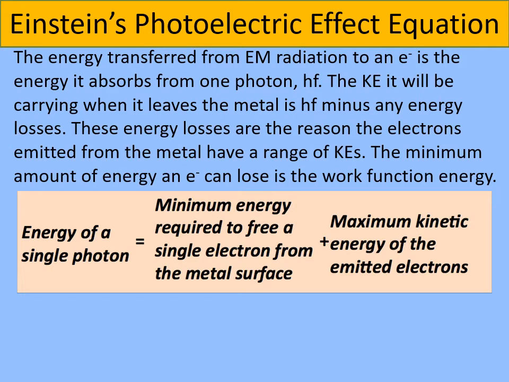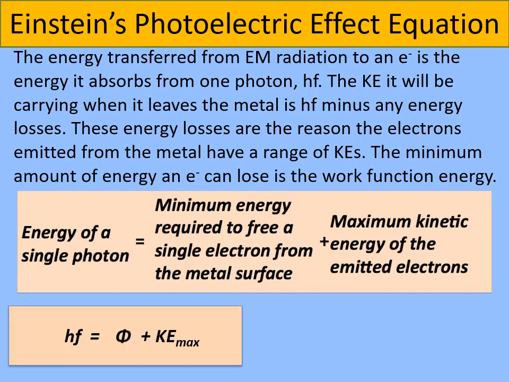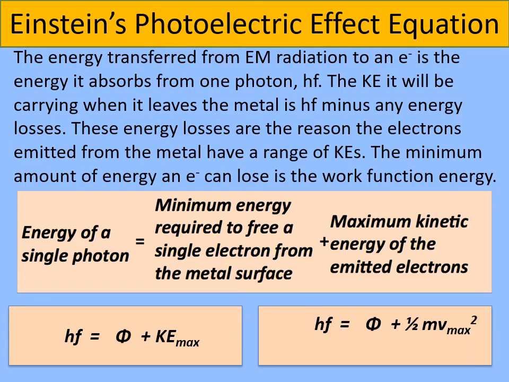So the energy of a single photon is equal to the minimum energy required to free a single electron from the metal surface, which is called the work function, plus the maximum kinetic energy of the emitted electrons, the ones that are traveling the fastest. And so we know that the energy of a single photon is hf, so we can write that there, which is equal to the work function plus KEmax. Or we can also write this as hf equals the work function phi plus a half mv squared max.